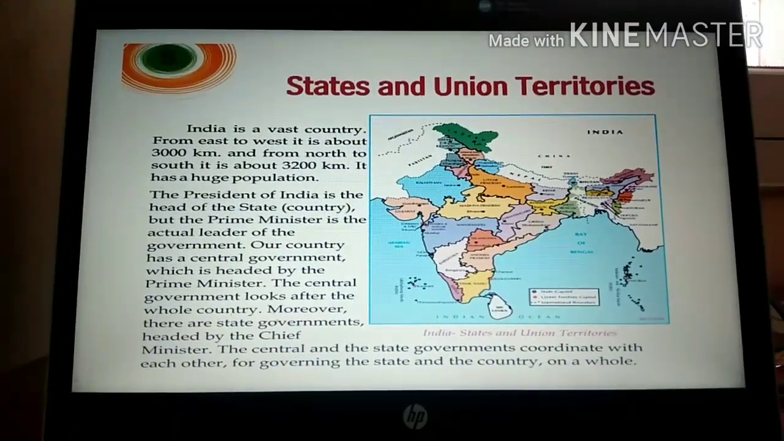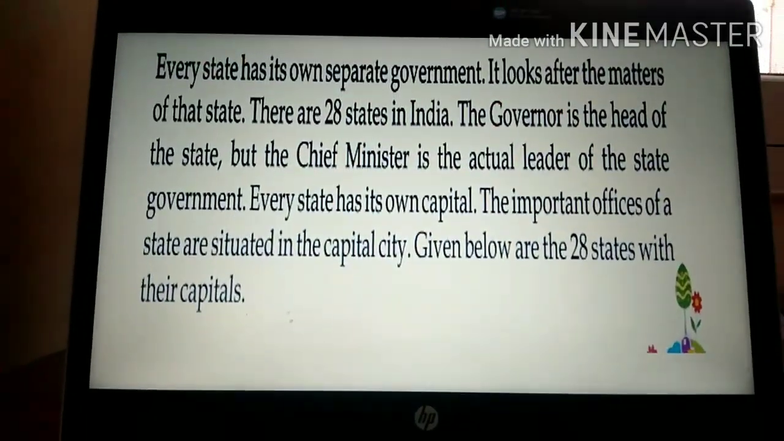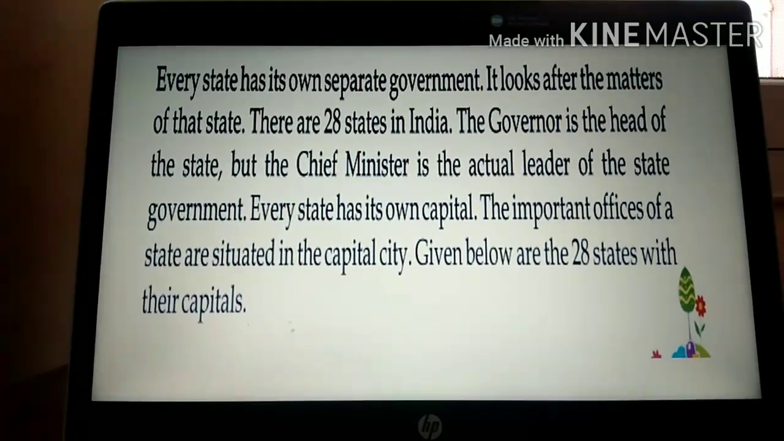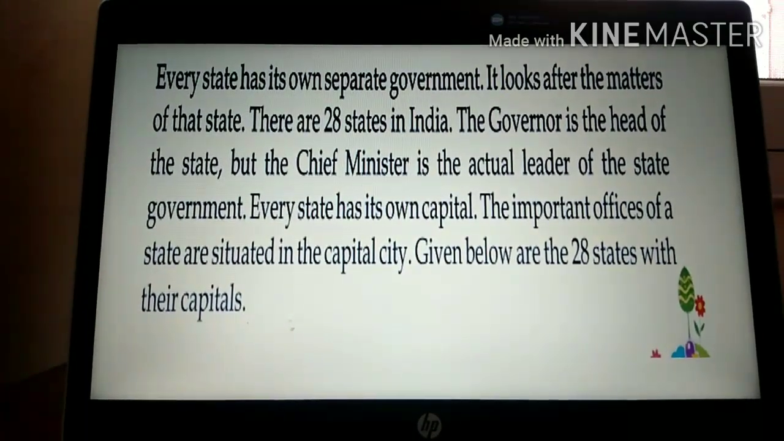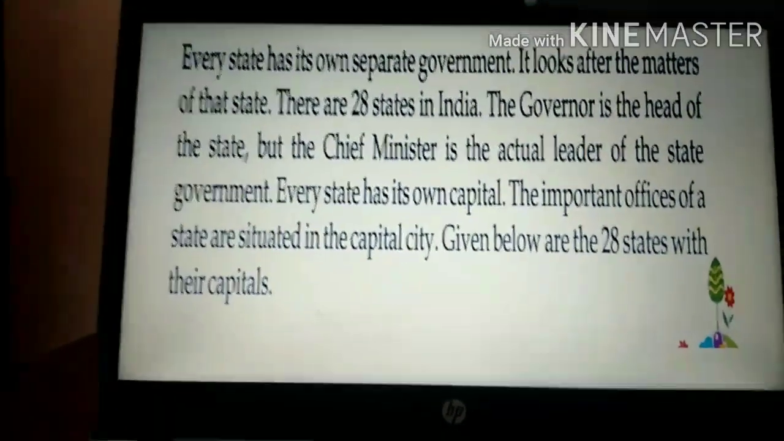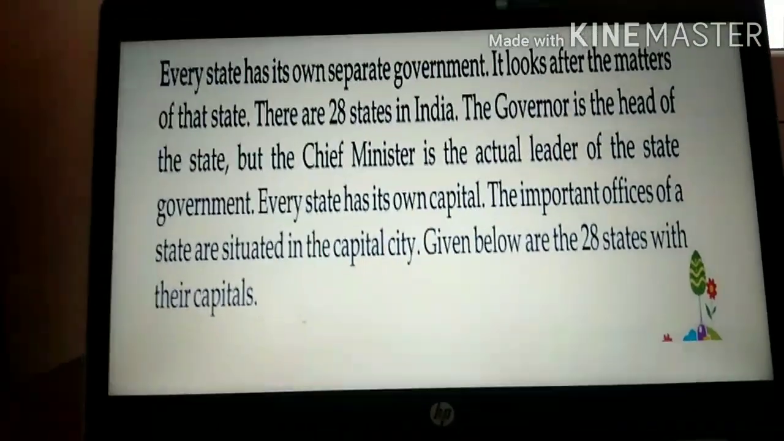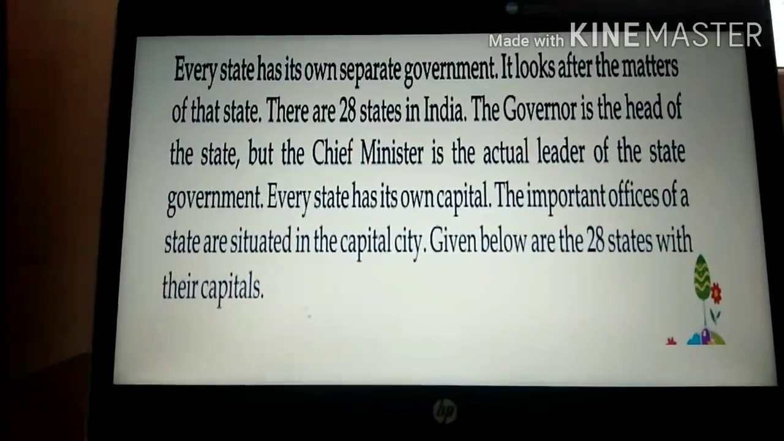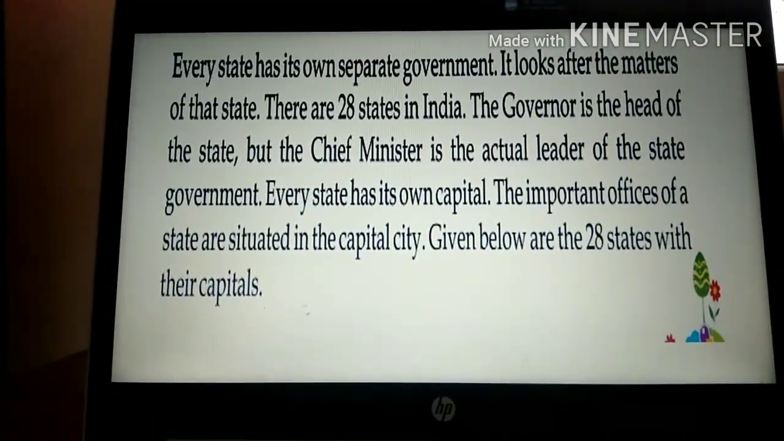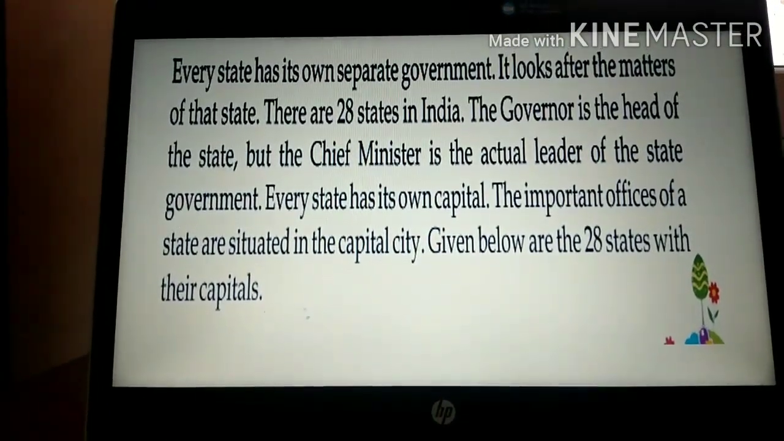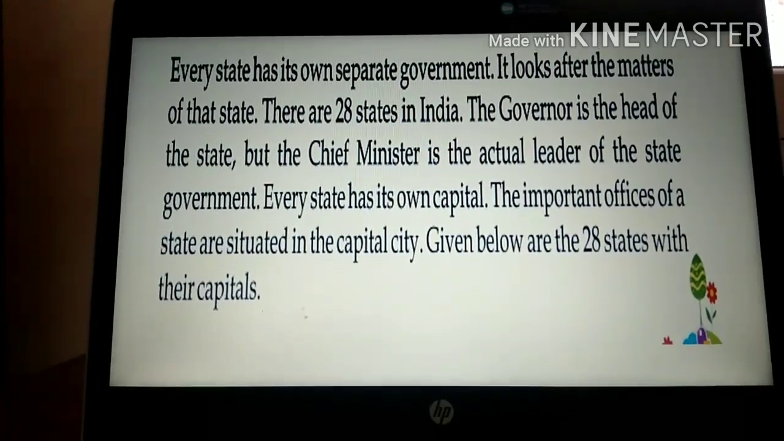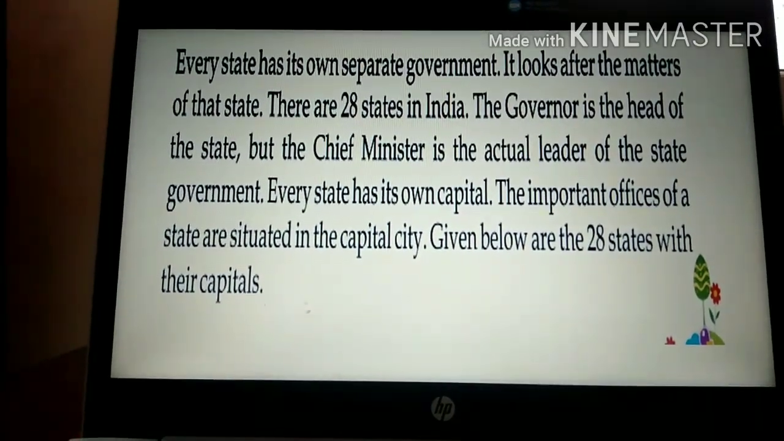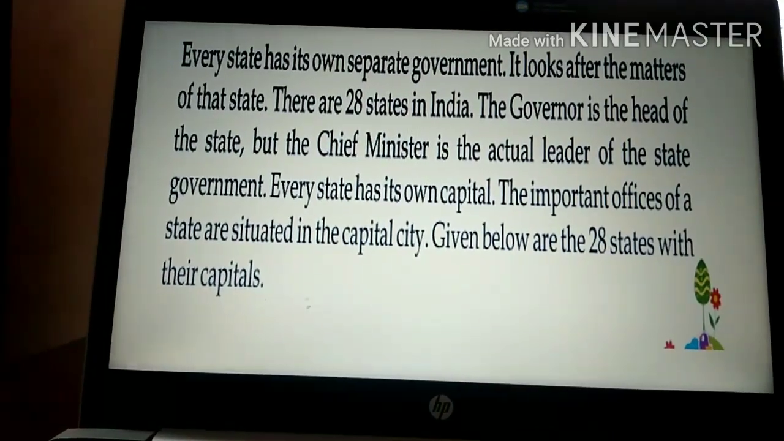On the whole, every state has its own separate government. It looks after the matters of that state. There are 28 states in India. Children, earlier there were 29 states, but now there are 28 states in India. The governor is the head of the state, but the chief minister is the actual leader of the state government.